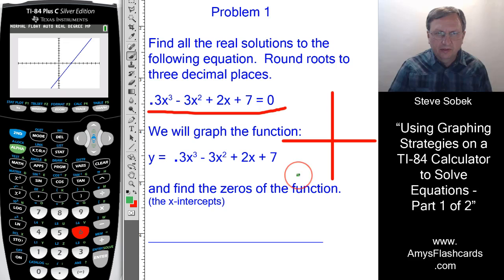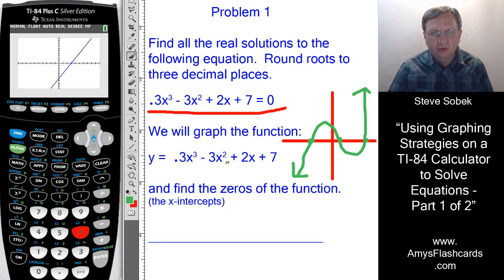If the graph comes up through the x-axis and back down and then back up again, it's feasible that our equation is going to have 3 different solutions, because the function y equal f of x passes through the x-axis 3 times. All right, so let's enter this function into the calculator and take a look at the graph, and then we'll show you how we can find those zeros of the function, the x-intercepts, those x-coordinates of the points where the graph passes through the horizontal axis.